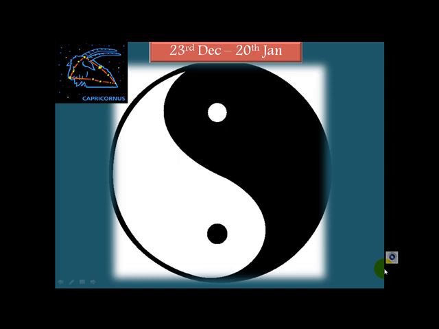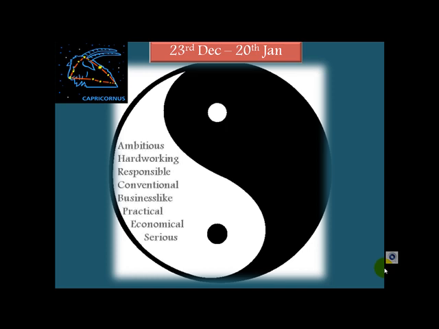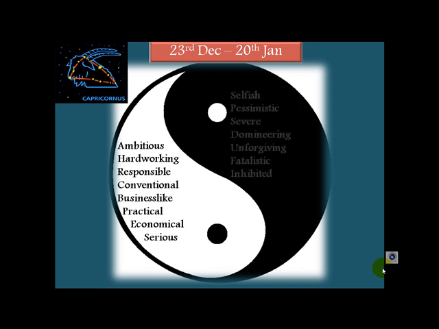Okay, now we come to Capricorn, the 23rd of December to the 20th of January, and this is either a summer or winter period depending on the hemisphere you're in. They are known to be ambitious, hardworking, responsible, conventional, business-like, practical, economical, and serious. And on the other side, quite selfish, pessimistic, severe, domineering, unforgiving, fatalistic, and inhibited.